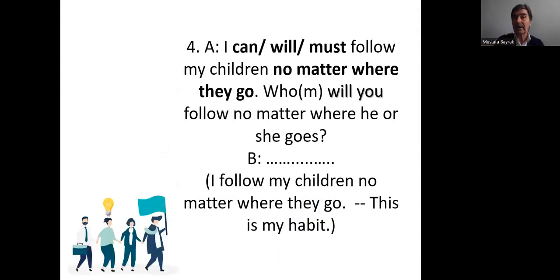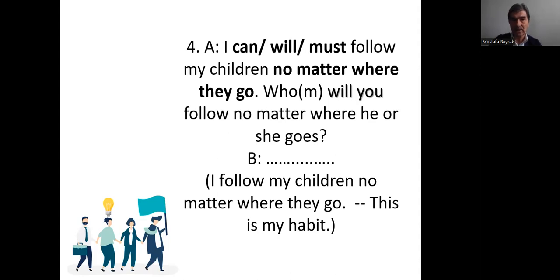Okay, I can, I will, I must, all possible: follow my children, or I have to follow my children. I need to follow my children. I can follow my children. I will follow my children. I must follow my children, no matter where they go. Wherever they go. Okay. Whom will you follow, no matter where he or she goes? I will follow my nephew, no matter where she goes.